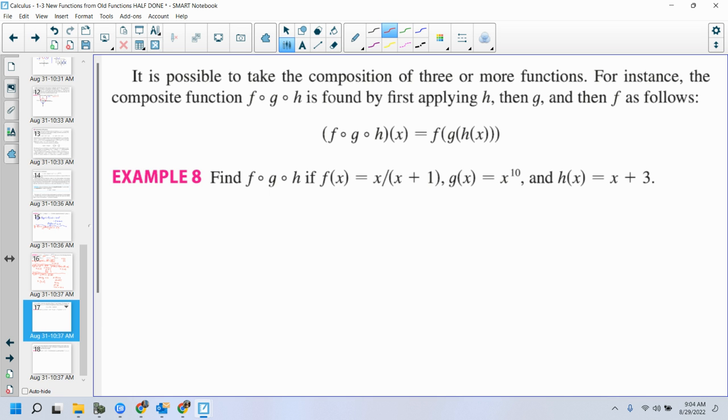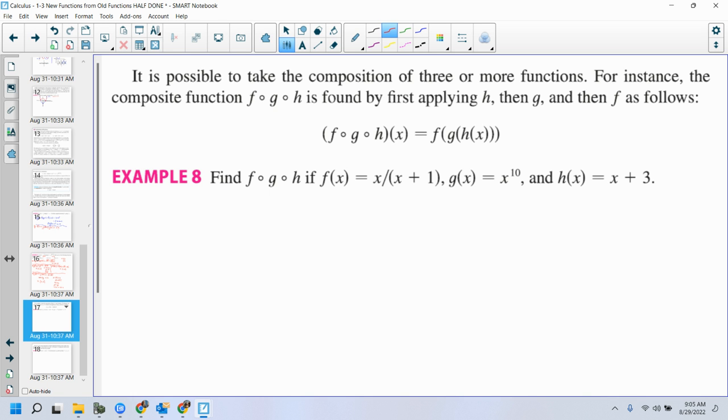Last couple things here. Let's do one more composition. Now, composition isn't just limited to 2 things. You could put a function in a function in a function, and chain that together as long as you wanted to. But let's look at this one. Let's find f of g of h, and I'm given those 3 functions where f is a rational, g is an x to the 10th, and h is just a plain old linear.